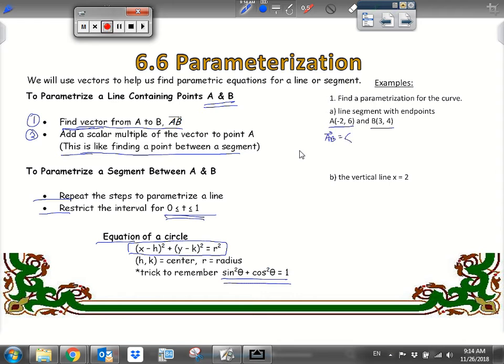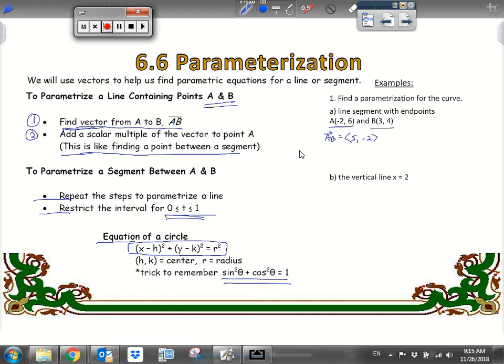So if you recall writing the vector, it's end minus the beginning, right? The end x value minus the beginning x value, the end y value minus the beginning y value. So 3 minus a negative 2 would give me 5, and 4 minus 6 would give me a negative 2. So there's my vector. I've done step 1.